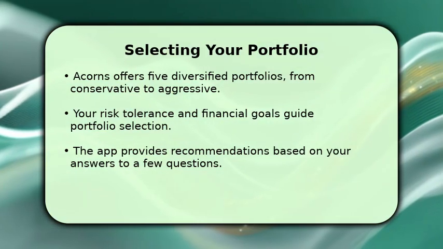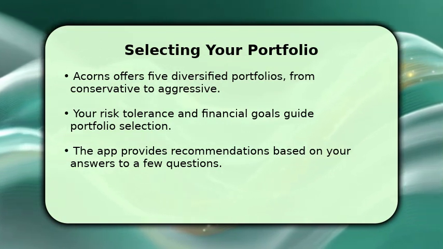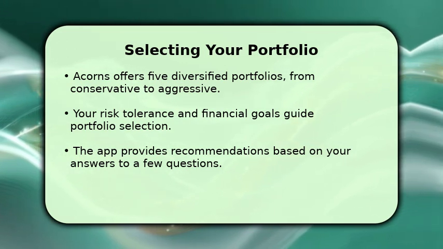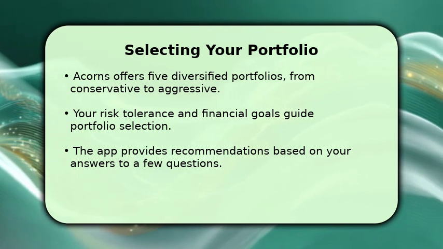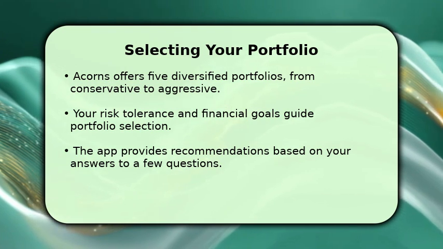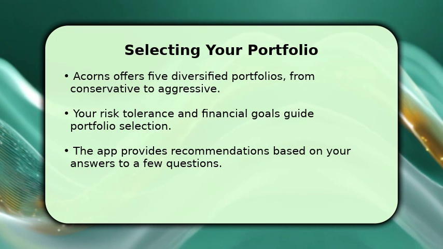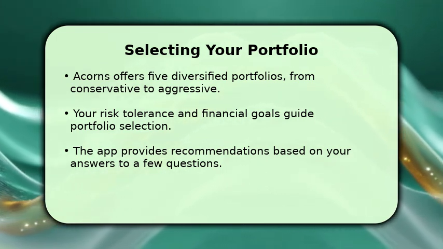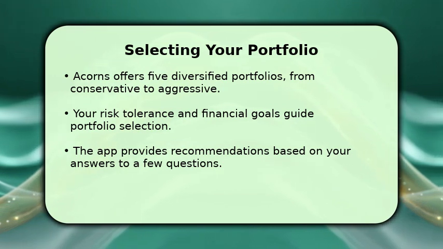Acorns simplifies investing by offering 5 diversified portfolios, ranging from conservative to aggressive. Your choice should align with your personal risk tolerance and long-term financial objectives. The app will guide you through a few simple questions to recommend the best portfolio for you. These portfolios are built using exchange-traded funds, or ETFs, which provide broad exposure to different asset classes like stocks and bonds, helping to diversify your investments.